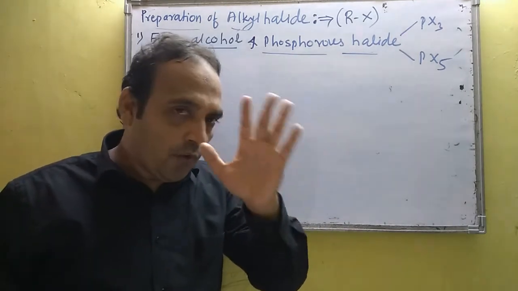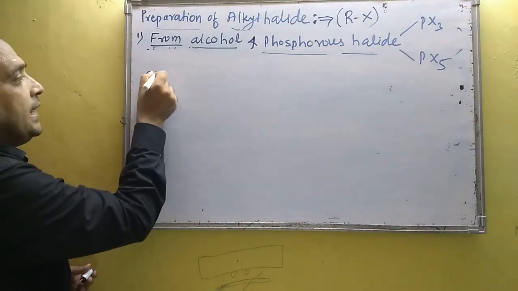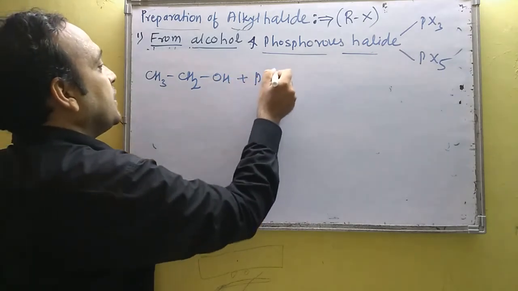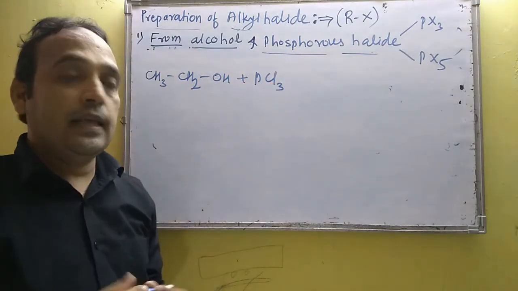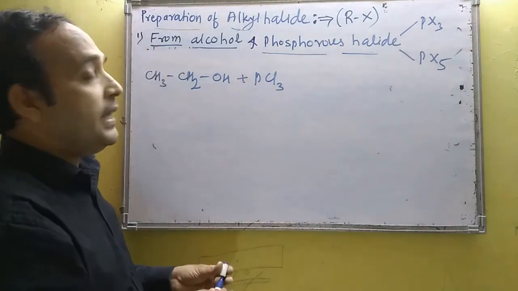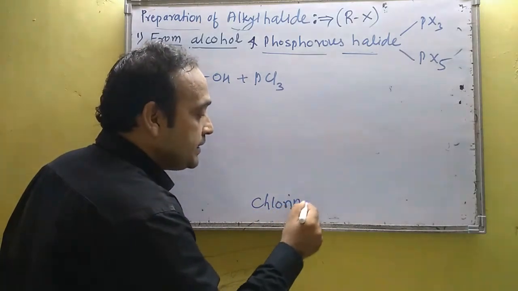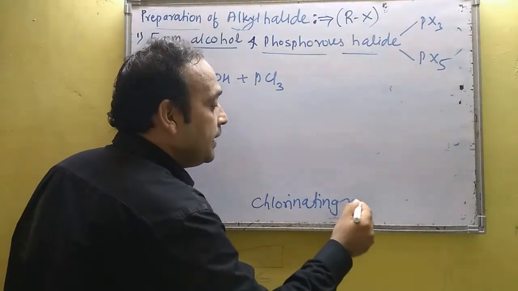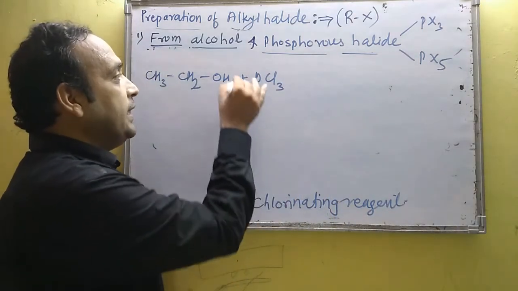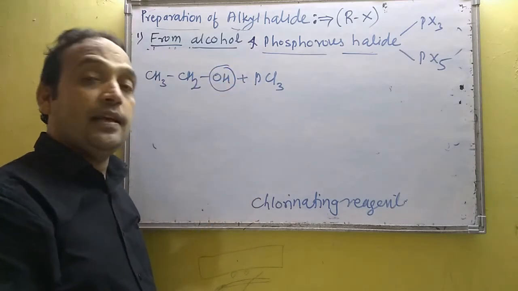Okay, and what is the role of phosphorus halides? Here I am going to explain. First example: take any one alcohol. Suppose this alcohol is given to you and the phosphorus halide I am using is PCl3, phosphorus trichloride. The role of PCl3 is a chlorinating reagent. Being a chlorinating reagent, PCl3 replaces OH by Cl.